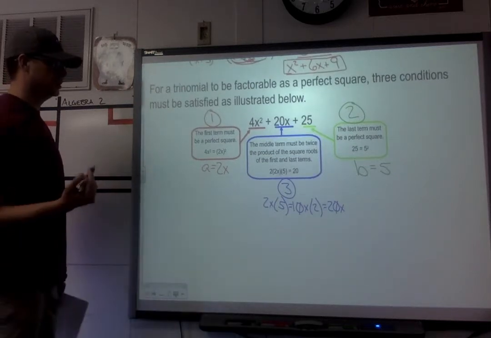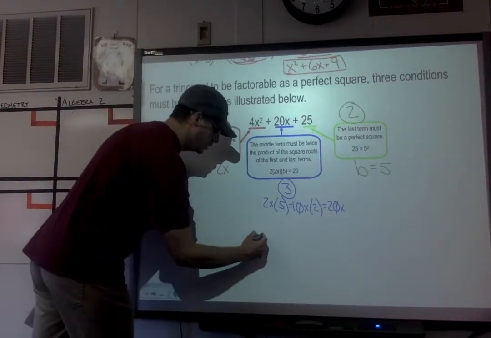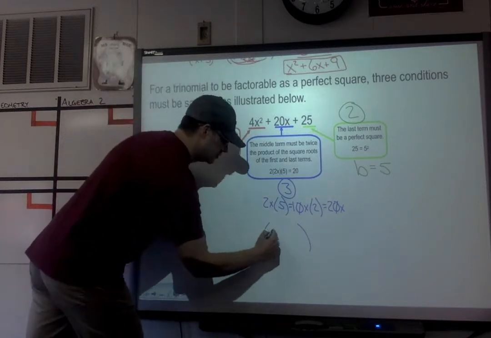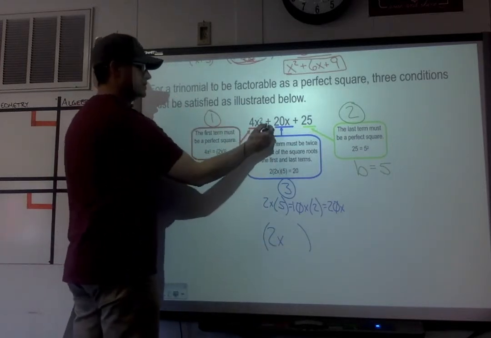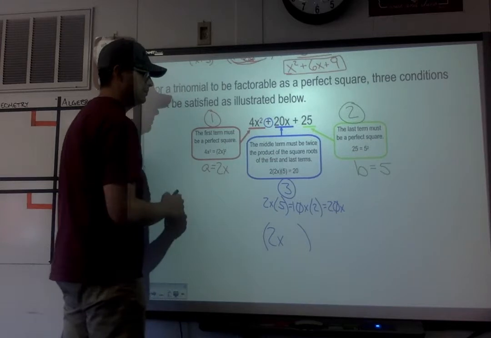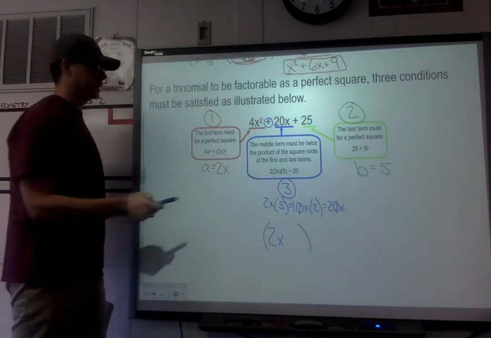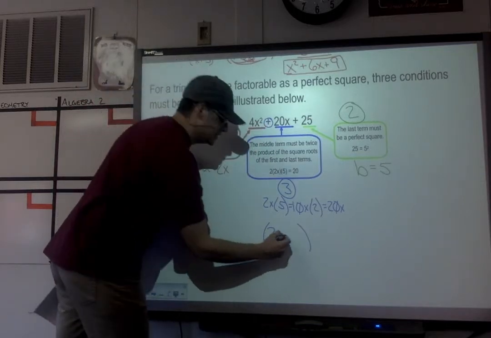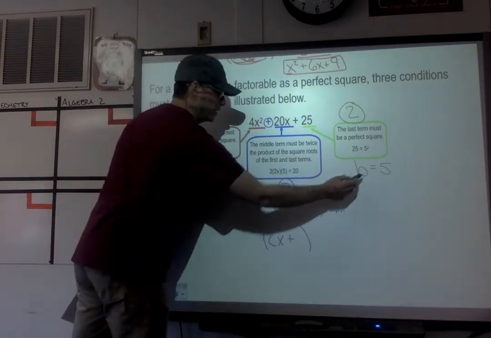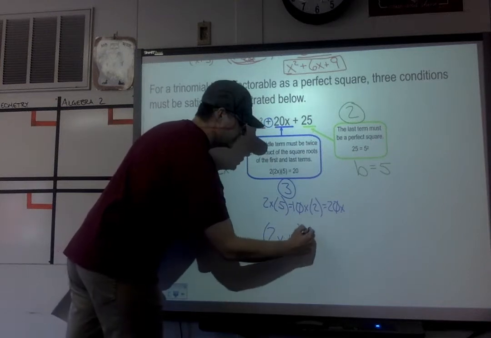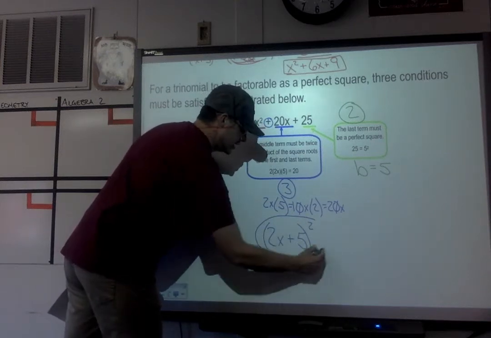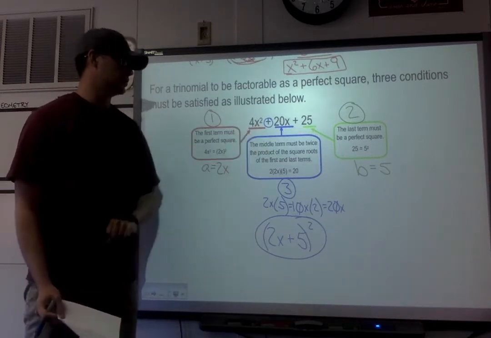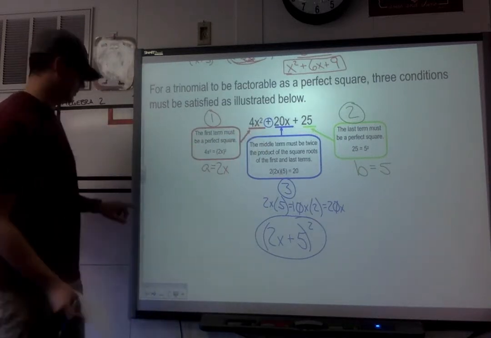Now in order to factor this, we would say that the factored form would be our a term, 2x. Since we are adding our b term, I'll get to this in a second, but you always want to look at the sign in front of your b term. Since it's positive, we would say plus whatever we got for b, which is 5, and we would square that binomial. So that is the factored version of 4x squared plus 20x plus 25.